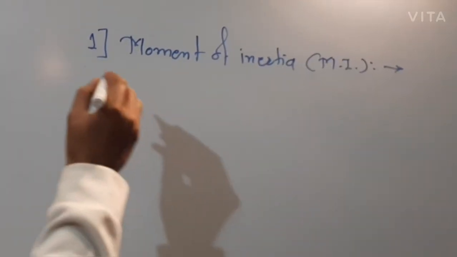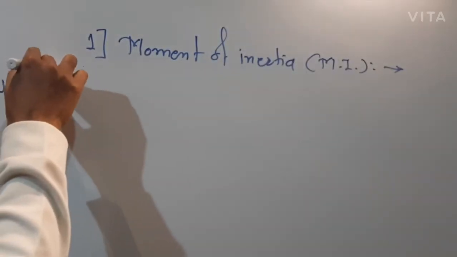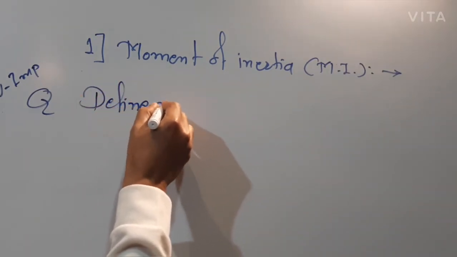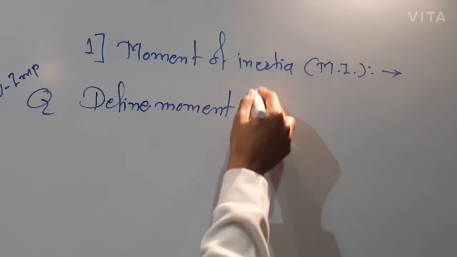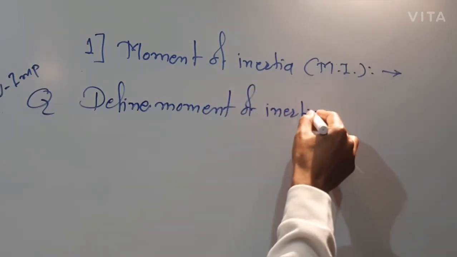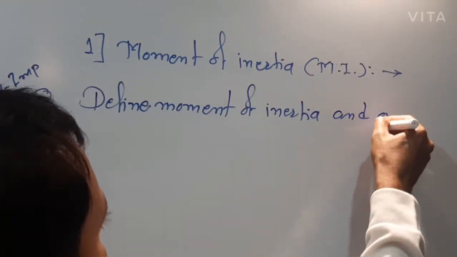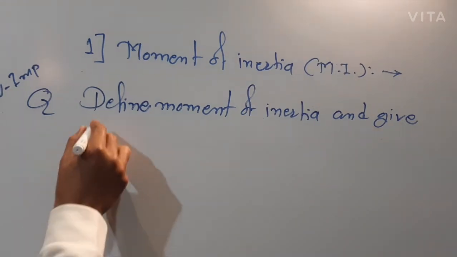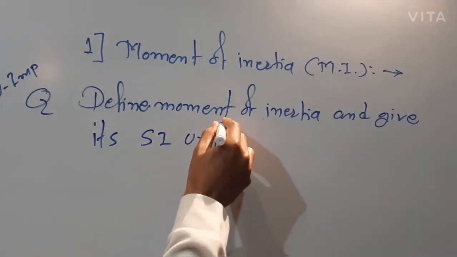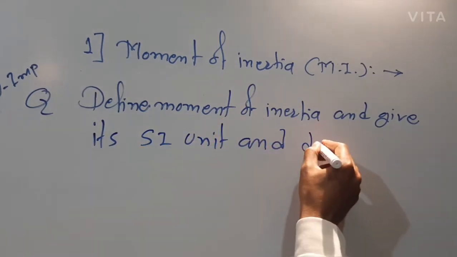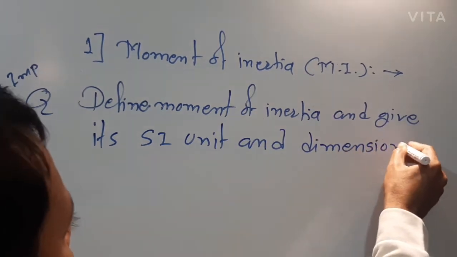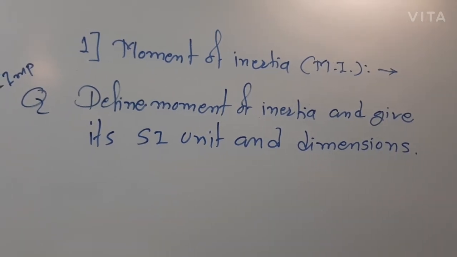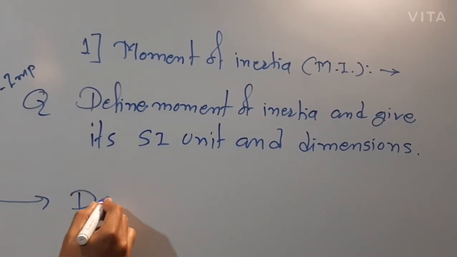The important question, write it as a VIMP, will be asked on this point: define moment of inertia and give its SI unit and dimensions. Let us see first its definition.